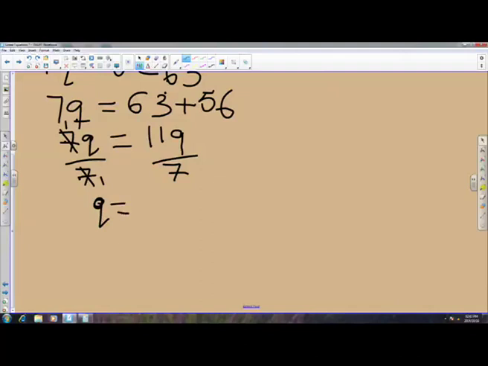Q is equal to, and then 7 into 11 is 1, remainder 4. And then 7 into 49 is 7. So q is equal to 17. This is the value of q.